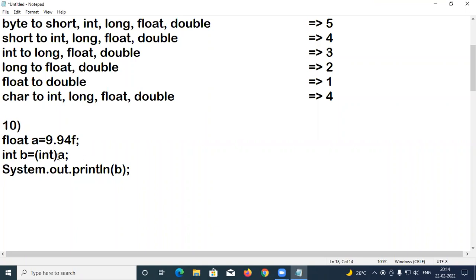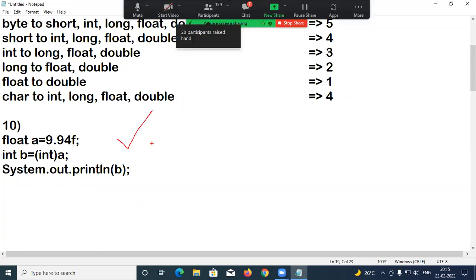Now, float is converted into int, then assigned. Is it valid? Yes. Then what will happen is 0.94 is truncated, because we are printing B. B is integer type, so only the integer part is printed. So the output is 9. Output 9 only is printed. It is valid. The fractional part is truncated while assigning to integer.